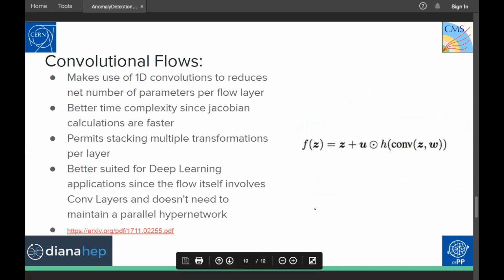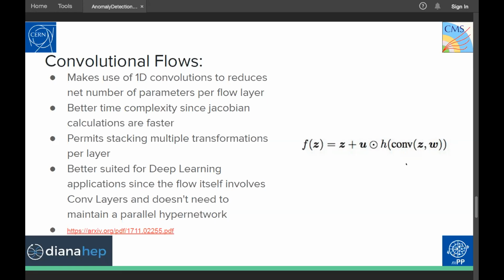The final implementation I have is called the convolutional flow, which is rather similar to planar flows, except that we make use of 1D convolutions as part of the transformation. The biggest advantage of this formulation is that convolutional layers of the encoder and the decoder can potentially be used to calculate the flow parameters as well, and we don't need to maintain a parallel hypernetwork. Another advantage is that, as you must be aware, convolutional layers need to maintain fewer parameters as opposed to dense layers. So we're dealing with a smaller number of parameters, which helps the training process.